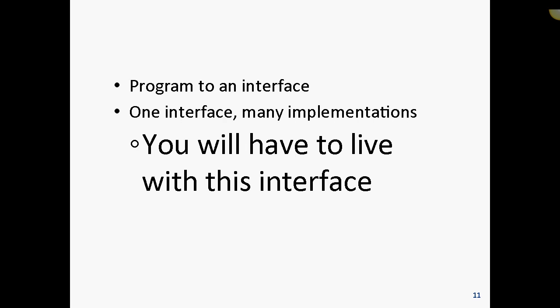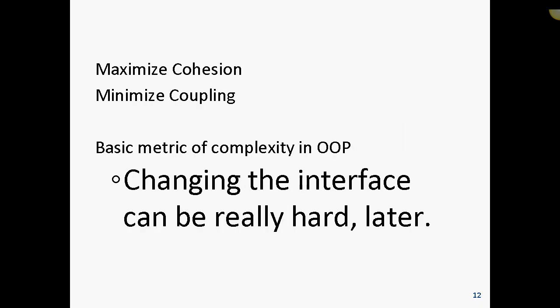One interface, you can have many implementations. In fact, the number of different operators is unbound. But you've got to live with that interface after you've designed it, which is why I always say, make the interface as simple as possible, but no simpler. The interface maximizes cohesion because all of the operators implement the same interface, but since the operators don't know about one another, it minimizes coupling.